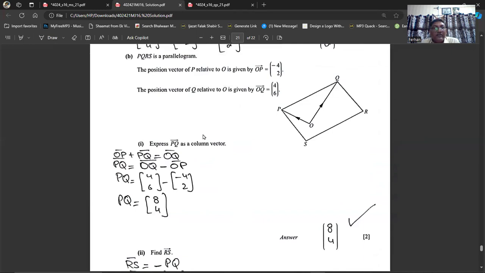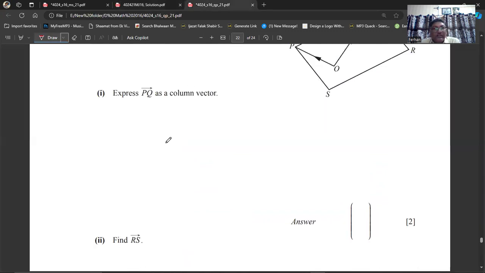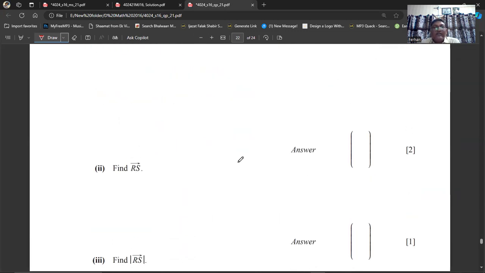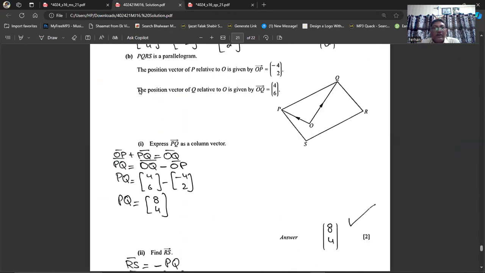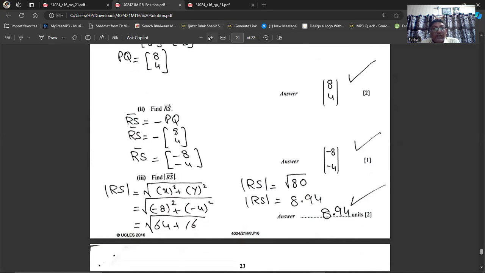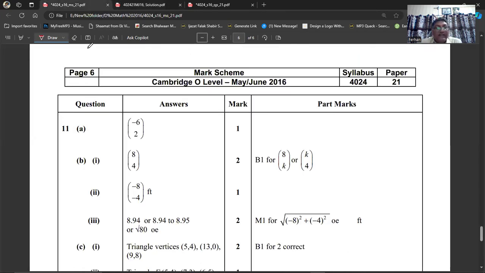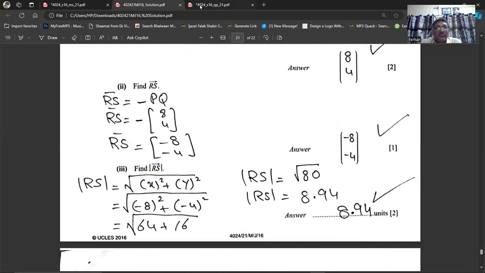Let me reduce the size so you can see the B part and its first portion. Then their question is find RS. You know, RS will be equal to QP. We have the value of PQ, so I can tell you that RS will be equal to minus PQ. So RS will be minus (8, 4), which is (-8, -4). So the answer is right. This is how this is done.